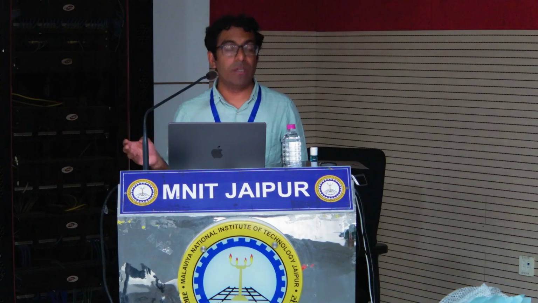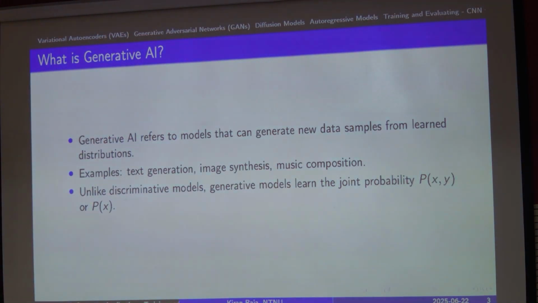But now when we come to this part, what we are looking at is learning the generative models using the joint probability of p of x and y, or p of x. The notations are slightly one and the same, but remember that in generative models we are more interested in this joint probability compared to the discriminative models.